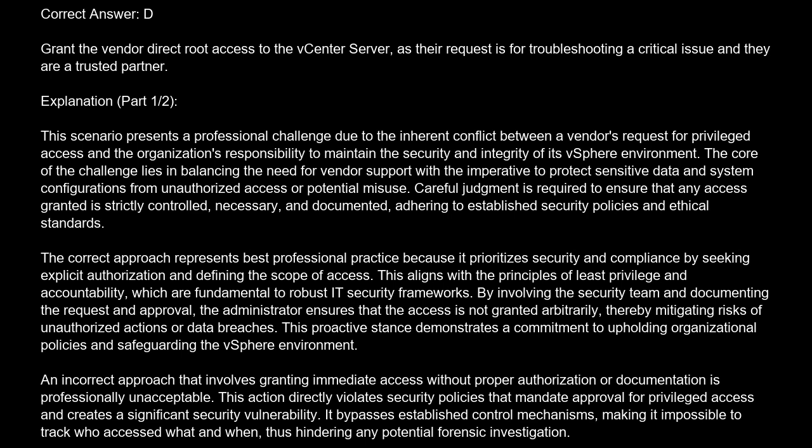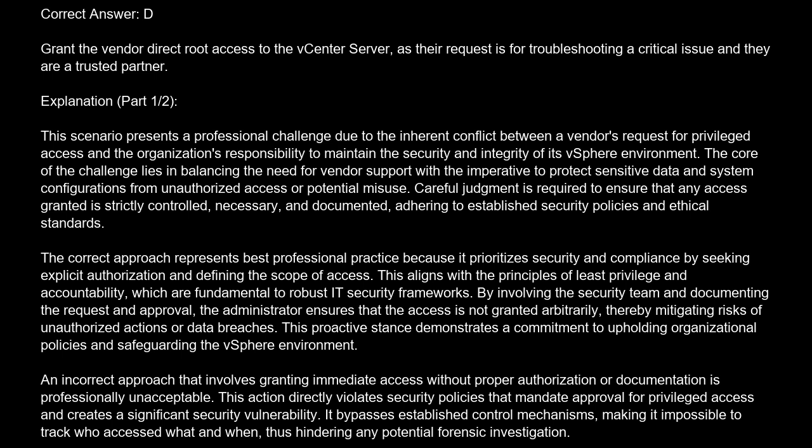Explanation. This scenario presents a professional challenge due to the inherent conflict between a vendor's request for privileged access and the organization's responsibility to maintain the security and integrity of its vSphere environment. The core of the challenge lies in balancing the need for vendor support with the imperative to protect sensitive data and system configurations from unauthorized access or potential misuse. Careful judgment is required to ensure that any access granted is strictly controlled, necessary, and documented, adhering to established security policies and ethical standards.